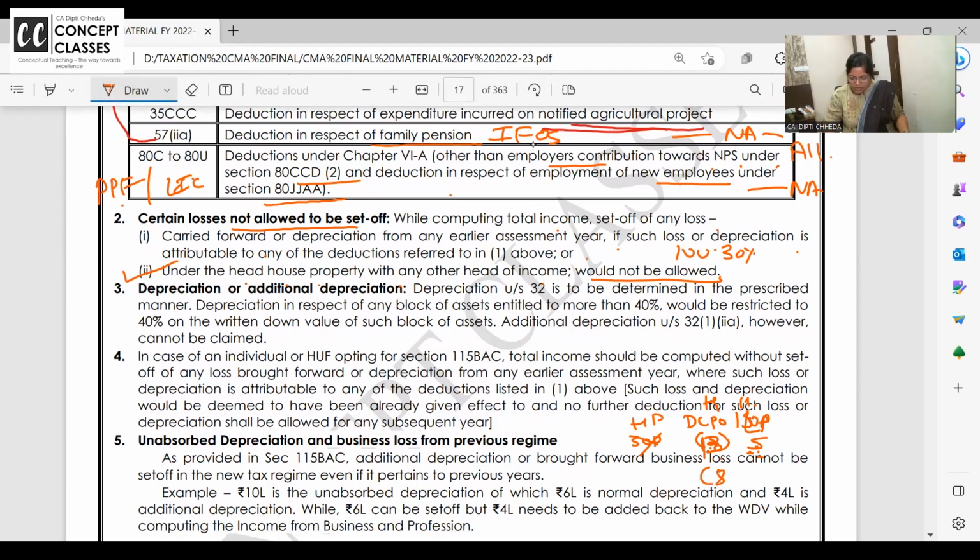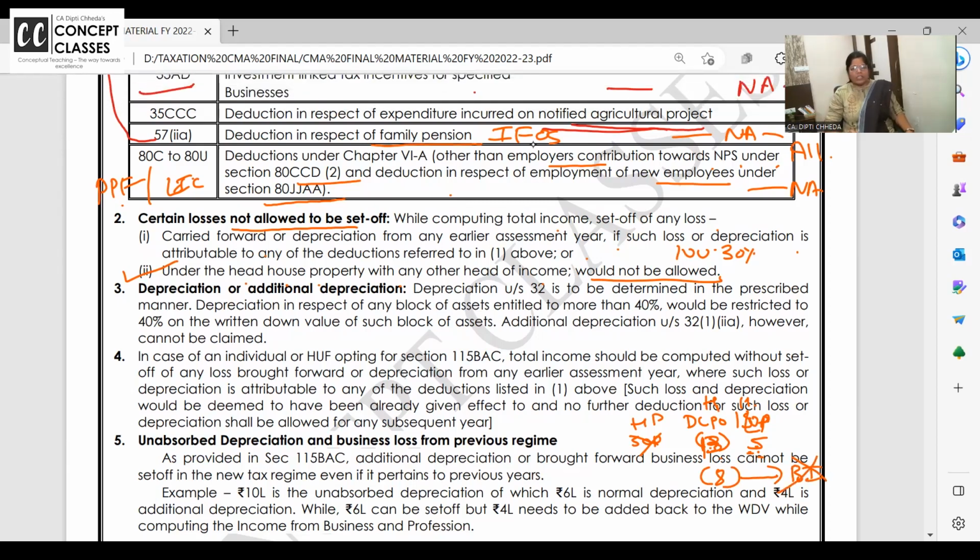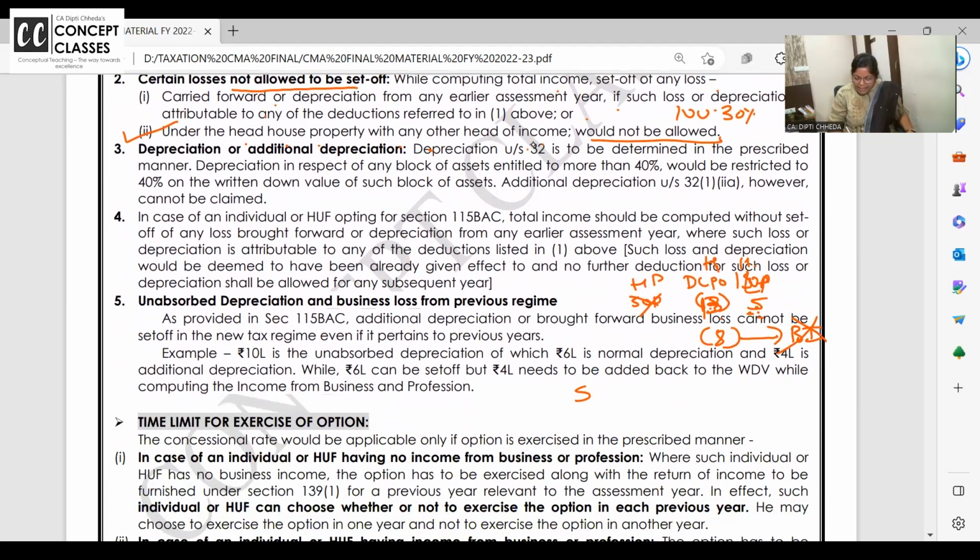Now how much is the loss, dear students? 8. Can I carry forward this loss? Yes. But can I set it off with business income? Answer is no. In short, house property loss cannot be set off with other heads of income. Now coming to the first one. See, scientific research deduction, say 5 rupees, not allowed.